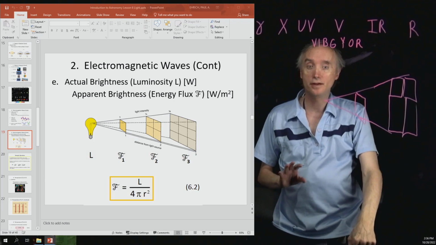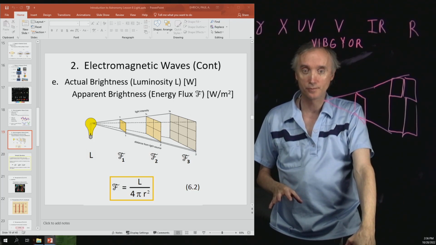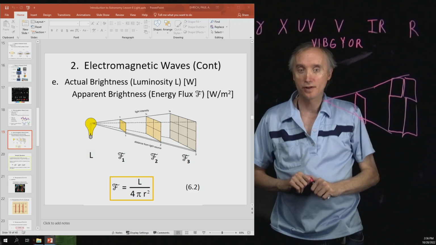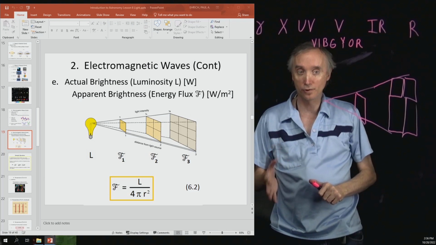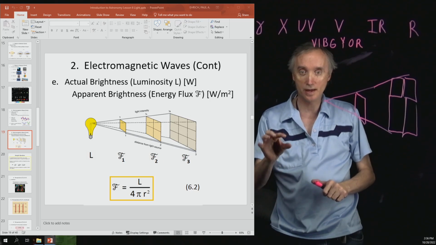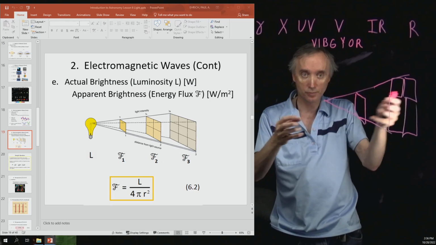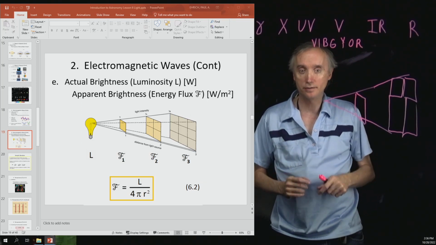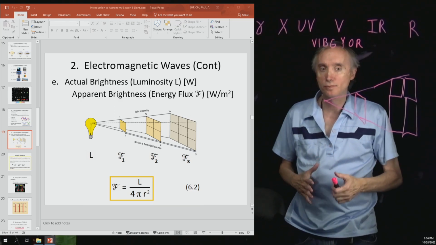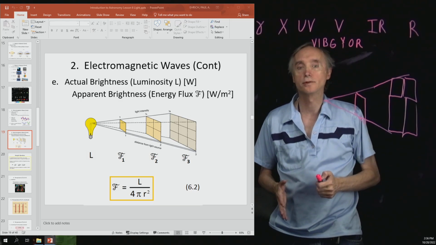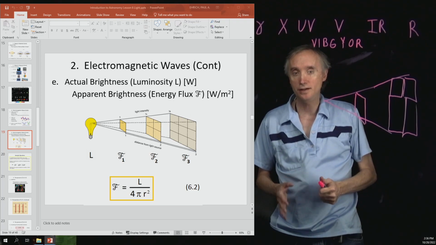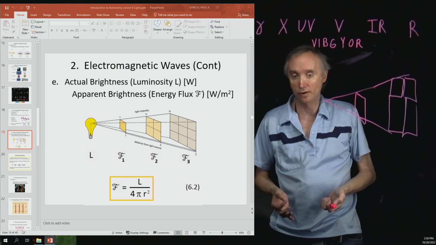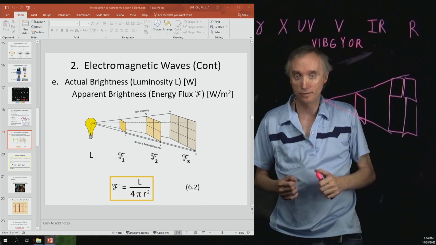It turns out that the surface area of a sphere is 4 pi r squared. So that's the reason you're taking the original brightness of the light bulb, that's the L, the energy per unit time coming out of it, and dividing it by the area that it has to go through. Now, I'm not so much interested in the 4 pi part. What I'm interested in is that the brightness of a light bulb gets weaker as 1 over r squared.